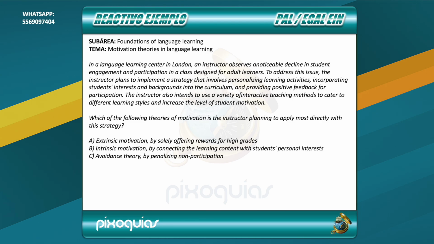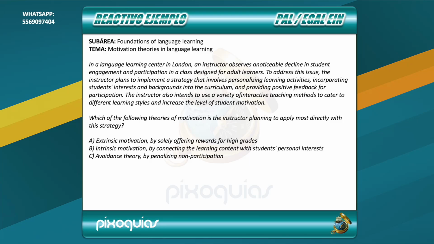In a language learning center in London, an instructor observes a noticeable decline in student engagement and participation in a class designed for adult learners. To address this issue, the instructor plans to implement a strategy that involves personalizing learning activities, incorporating students' interests and backgrounds to the curriculum, and providing positive feedback for participation. The instructor also intends to use a variety of interactive teaching methods to cater to different learning styles and increase the level of students' motivation.